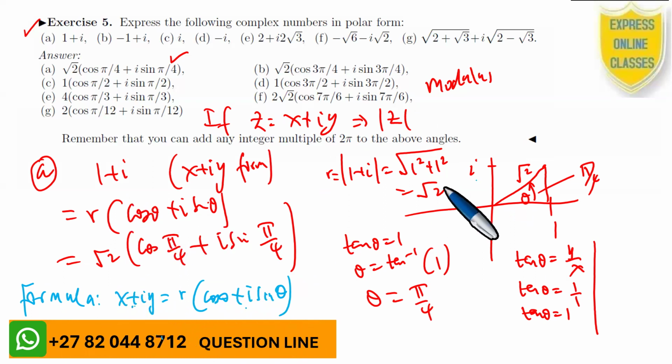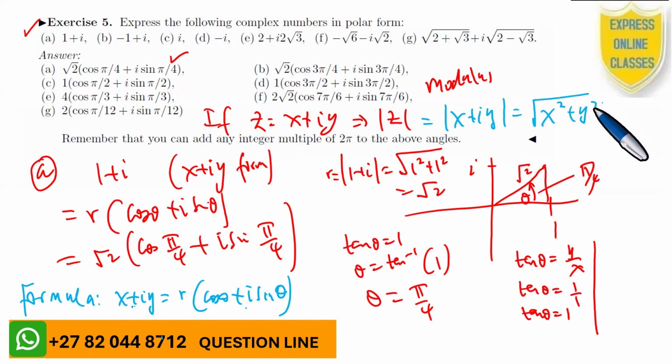So now when given x plus iy, you must find its modulus, which becomes the square root of x squared plus y squared. So you find the modulus of 1 plus i, which is 1 squared plus 1 squared, the square root of 2. So you put out the radius, which is the square root of 2, and then the angle theta. How do you get the angle theta? You take the tangent of theta, which is y over x, which is 1 over 1. If tan theta is 1, then theta is arctan 1, and arctan 1 is pi over 4 radians.